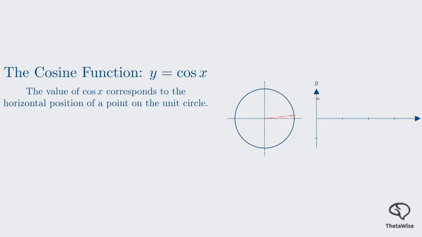At 90 degrees, the point is directly above the center, so the horizontal distance is 0. At 180 degrees, the point is at the far left, giving us a value of -1. At 270 degrees, we are back to 0. And at 360 degrees, we return to 1. The cosine graph is actually just the sine graph shifted 90 degrees to the left. It shares the same wave-like properties, oscillating between -1 and 1.